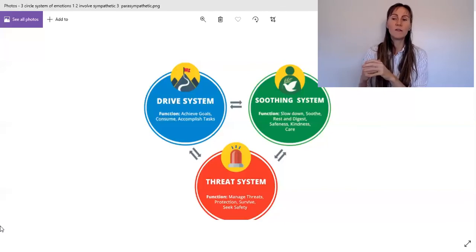So cultivating the soothing system is the secret ingredient to becoming more emotionally intelligent and to help deal with your trauma. So that's my tip for the day.